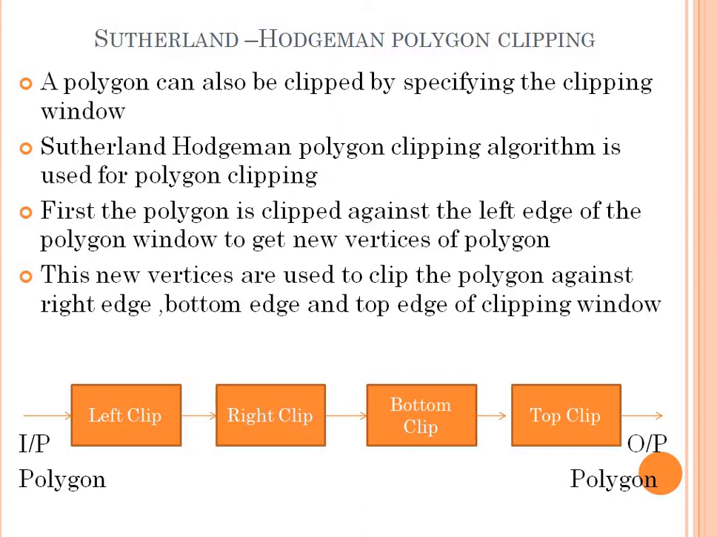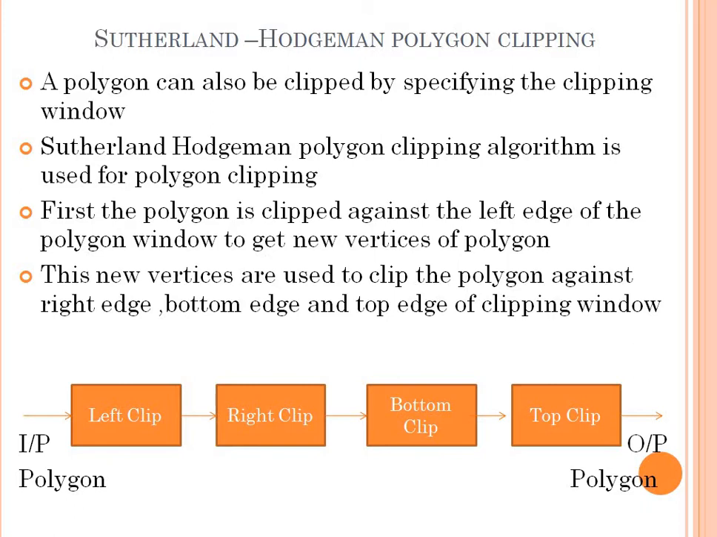The Sutherland-Hodgman polygon clipping algorithm is used for polygon clipping. First, the polygon is clipped against the left edge of the polygon window to get the new vertices of the polygon. As we know, in polygon clipping, after removing the edges outside the boundary, we add some edges to complete or close the polygon. These new vertices are then used to clip the polygon against the right edge, bottom and top edge of the polygon window.